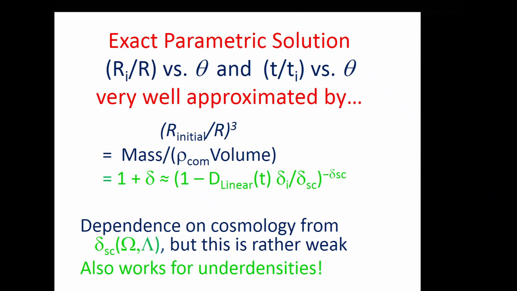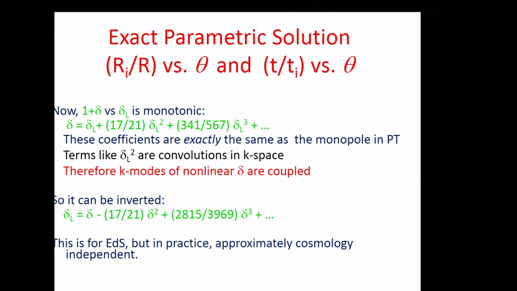I guess I wanted to show you voids and then I stop. I put up the exact solution, but there's a very useful way to think about the nonlinear evolution. The nonlinear density, which is mass over volume, is related to the linear density by something that looks like this. This is the critical density to collapse by the present time, and this almost doesn't depend on cosmology, and it almost doesn't care whether you're expanding or shrinking, okay? And so you can use this to describe voids as well. I'll show you one picture of the voids and stop.